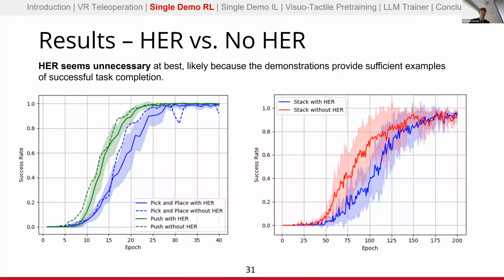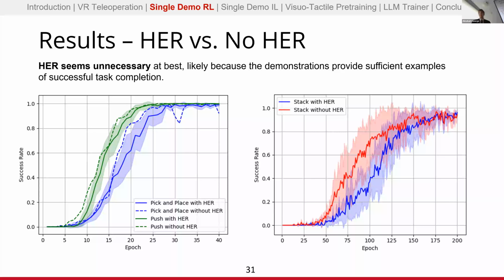This here. Could you elaborate more on why it's HER? I understand it's not necessary because you're already setting the goals yourself using your approach. Why could applying HER actually make things worse? What's the underlying intuition of that? So I think that's best understood from the stack task.